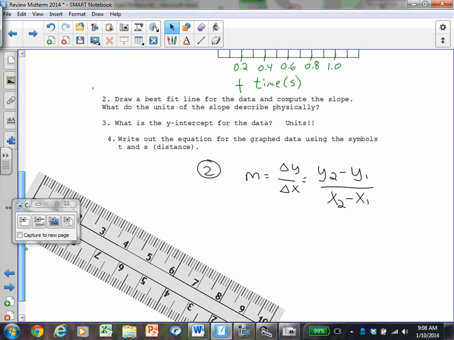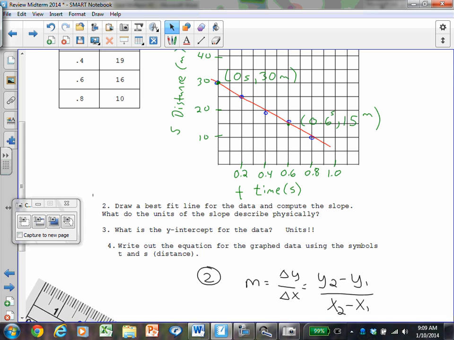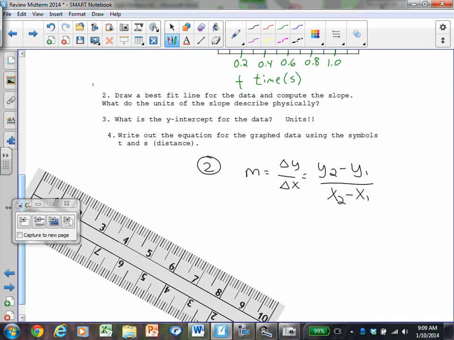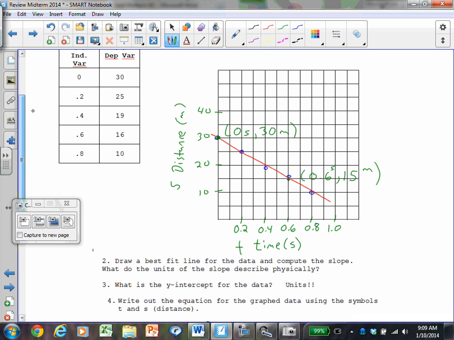Okay, so we chose our points, and now we can just plug those in. And what was Y2? As long as you're consistent, your X2 has to go with your Y2. Your X1 has to go with your Y1. What was Y2? Well, I'll go with 30. It's either way. You could use either point. Just have to be consistent. So if we use 30 meters, then we're saying that goes up there with that one.